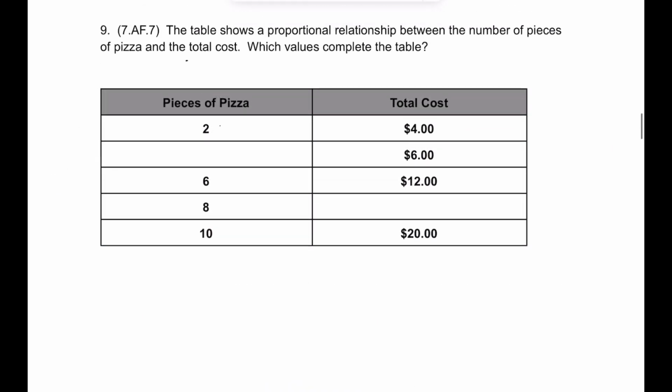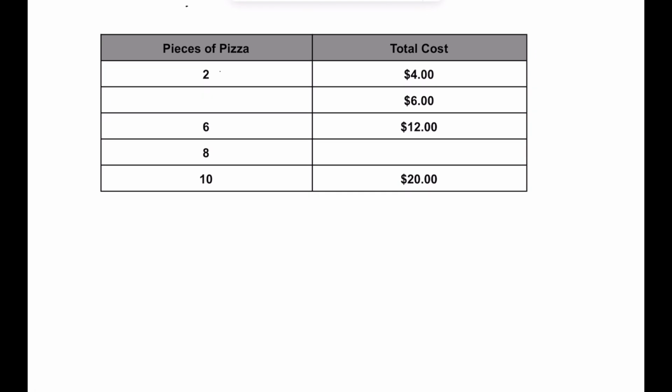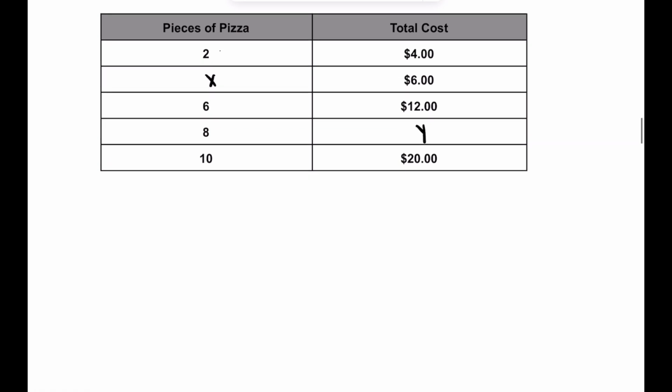Alright, so for number 9, we have: the table shows a proportional relationship between the number of pieces of pizza and the total cost. Which values complete the table? Now, I do have 2 missing slots here, and since these are proportional, I'm going to set up proportions for both of these. So I have an X here, and we don't want to use the same variable, so I'm just going to put Y here. So we're going to solve for X first.